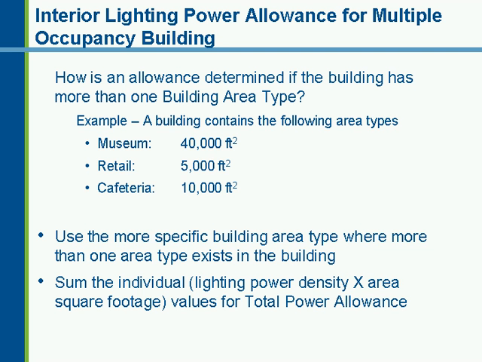Now, what if you have a building that has multiple occupancy types? This is also taken care of with the same table. For example, if we had a building that was primarily a museum, but it also had some retail space for souvenirs and also had a cafeteria for people to eat while they're visiting, what would you do with that?